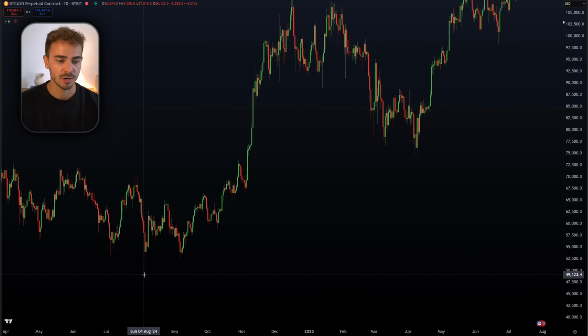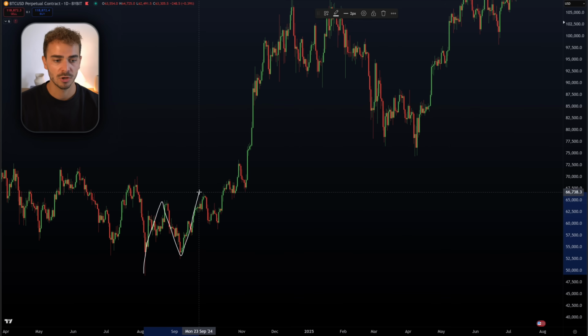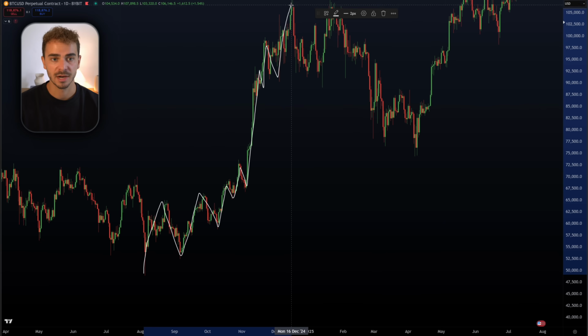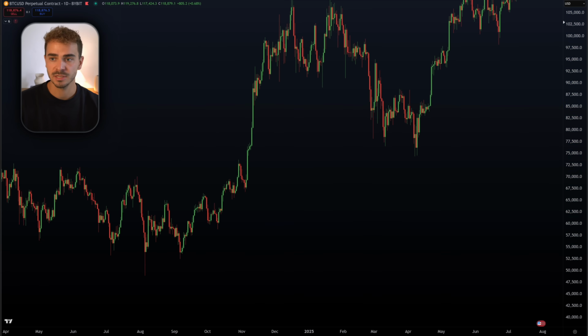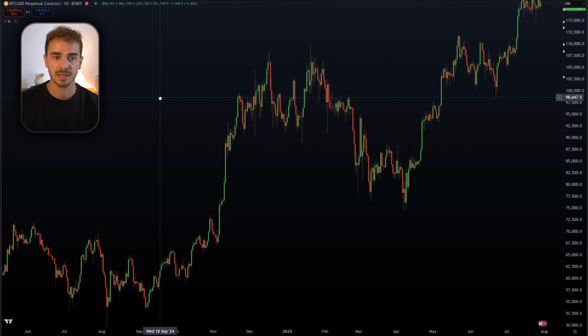So let's follow the market structure here. We can see high, higher low, higher high, higher low, higher high, and so on and so forth. So we can see a super clean trend on BTC, simply moving to the upside. As traders, we know the saying that the trend is your friend. I would say on BTC, the trend is your best friend.